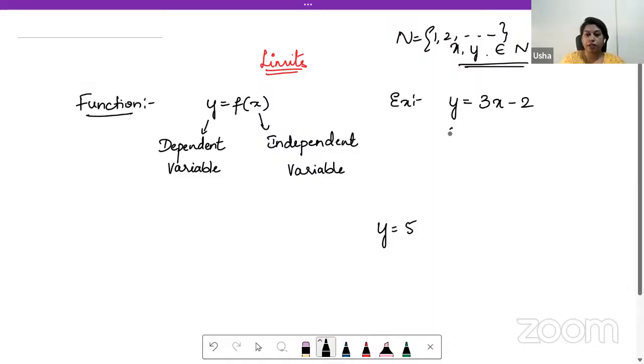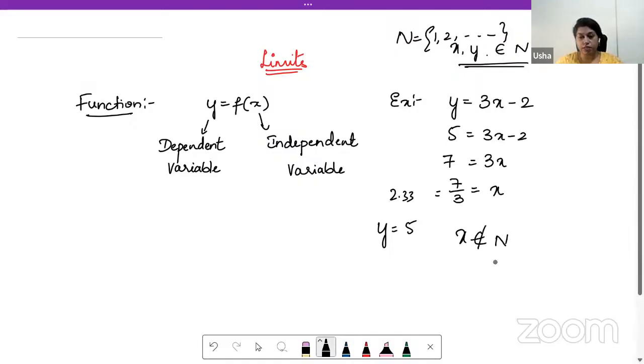Say, suppose y is 5, then you have 3x minus 2. Minus 2 goes to the left-hand side, it becomes plus 2. 5 plus 2 is 7, and then 3x. Now, what is x? x is 7 by 3. Clearly, it is not a natural number, right? You are going to get some decimal value here. You're going to get 2.33. It means x does not belong to natural numbers.